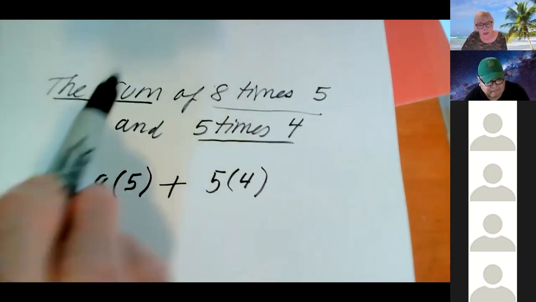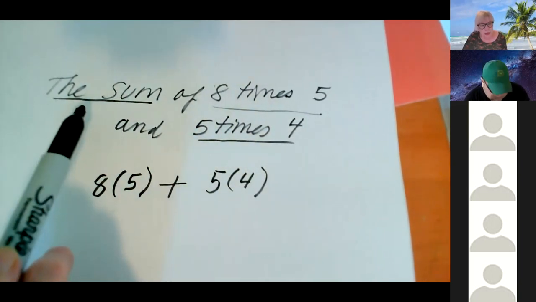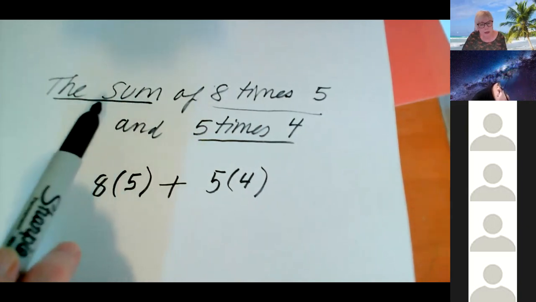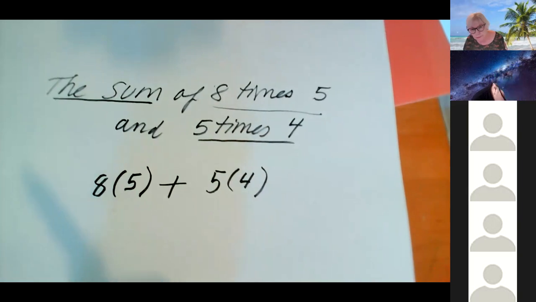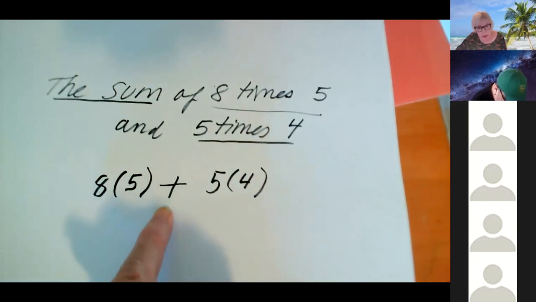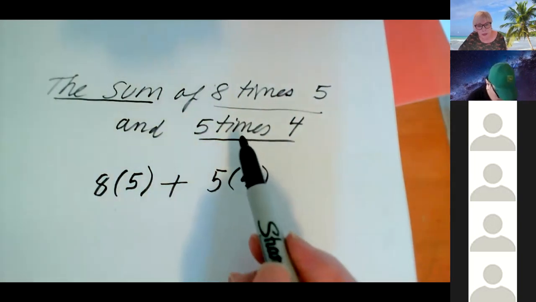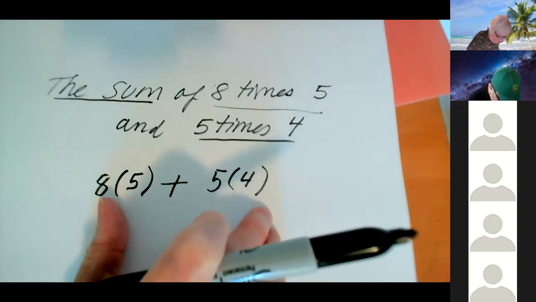So you could get scrambled in this. I really believe you could. But the trick to these is to see what comes out of the gate first. And what comes out of the gate first is this word, the sum. So it's really about a sum of two different things. The first one was 8 times 5, and the second one was 5 times 4. This was the answer that they were looking for.